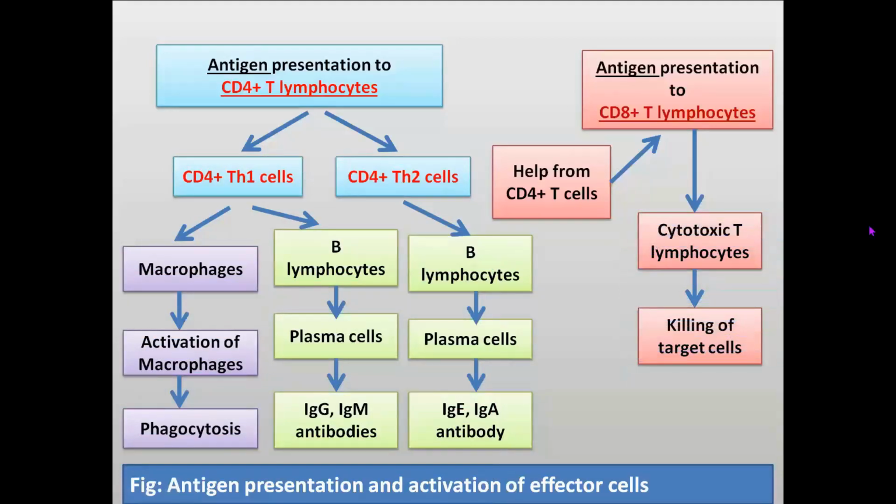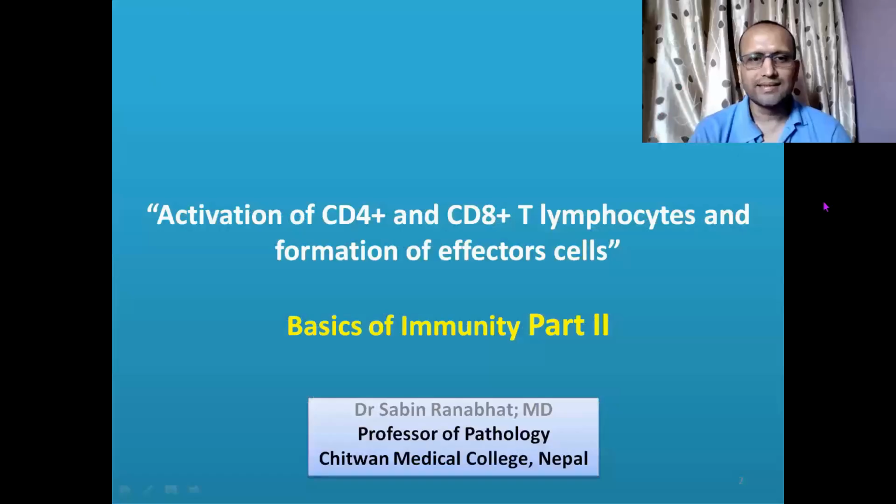Today we are going to discuss the effector cells that are synthesized from CD4 positive T lymphocytes and CD8 positive T lymphocytes. So this video is about Basics of Immune System Part 2. Let's start Basics of Immune System Part 2. In this video, we will discuss the formation of effector cells from CD4 positive T lymphocytes and CD8 positive T lymphocytes.